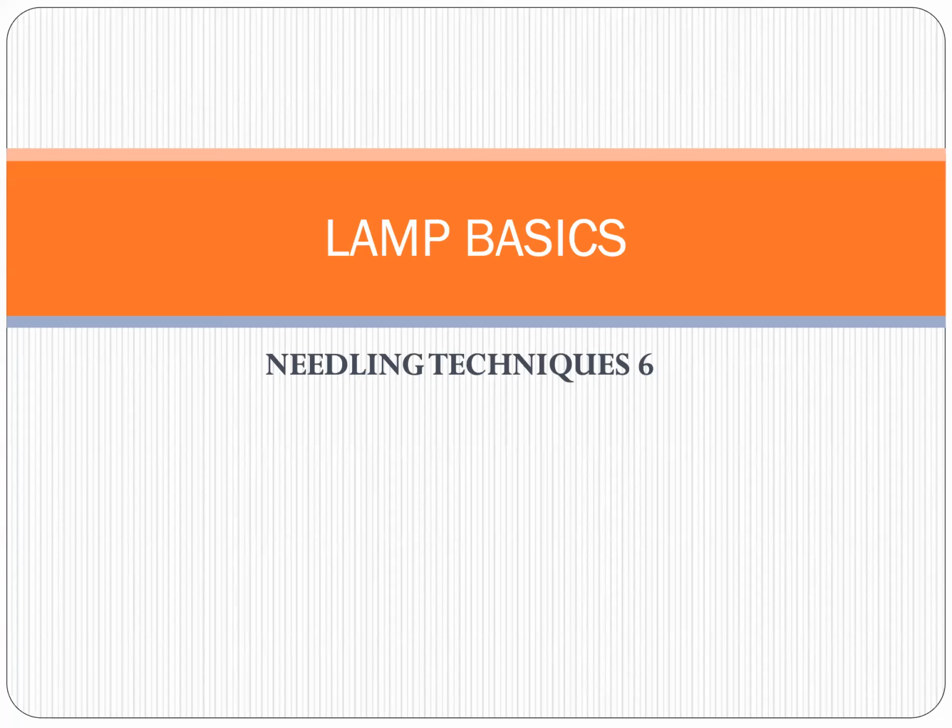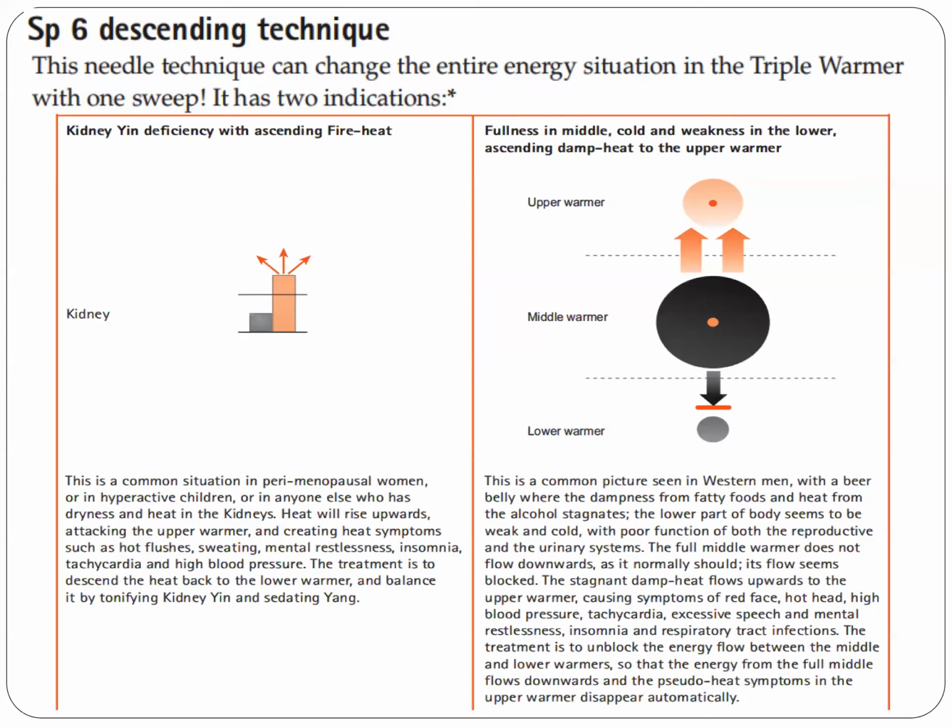Okay, next we have needling techniques. Okay, for today, we shall discuss in detail yung tinatawag na spleen 6 descending technique. Okay, and this technique can change the entire energy situation in the triple warmer with one sweep. No, it has two indications. What are they? Kidney yin deficiency with ascending fire heat.